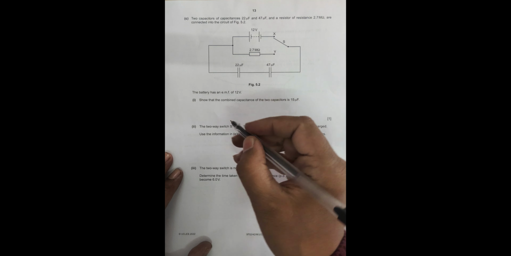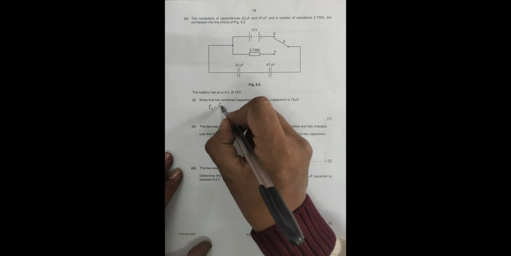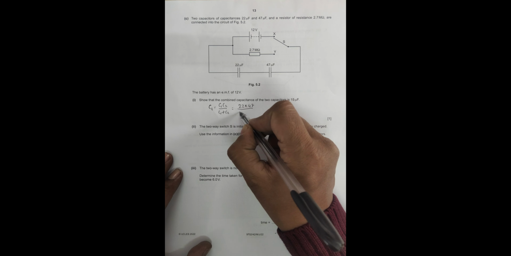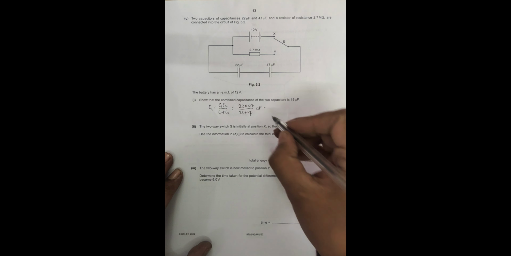These two are in series, so C total is equal to, the formula for series is C1 C2 by C1 plus C2, that's equal to 22 into 47 by 22 plus 47 microfarad. Doing the calculation, it is 22 into 47 divided by bracket 22 plus 47, which is 14.9855 microfarad, which is equal to 15 microfarad. So the value is 15 microfarad.